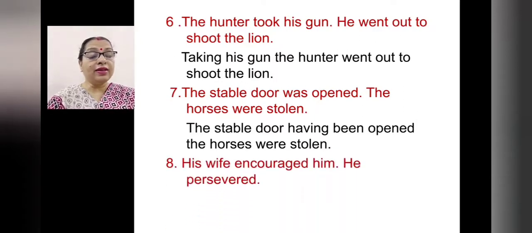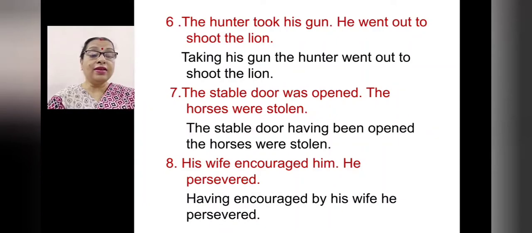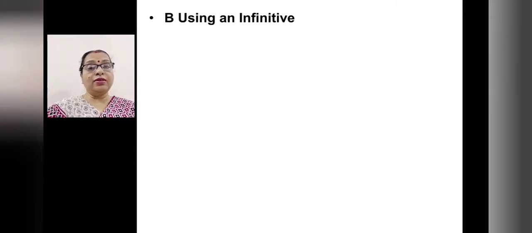His wife encouraged him. He persevered. How will you write? Having been encouraged by his wife, he persevered. Let's see the next method of combining two or more simple sentences into one simple sentence.